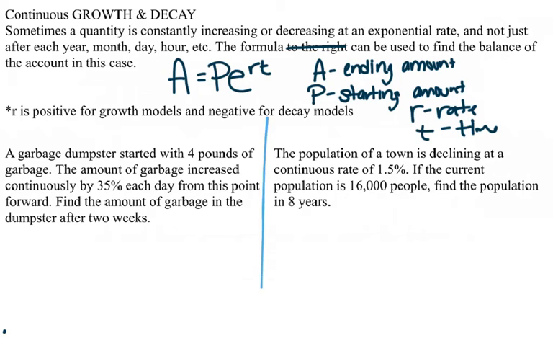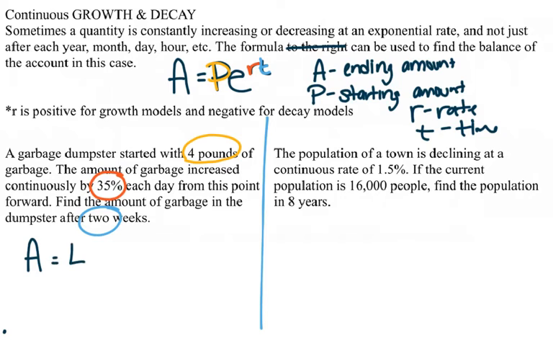Alright, so let's do 2 different problems. A garbage dumpster started with 4 pounds. I'm going to do P in yellow. The amount of garbage increased continuously by 35%. So I'm going to do my rate in red, and time in blue. Find the amount of garbage in the dumpster after 2 weeks.